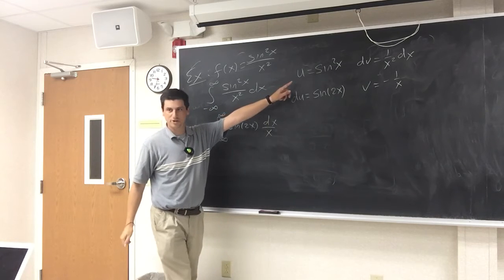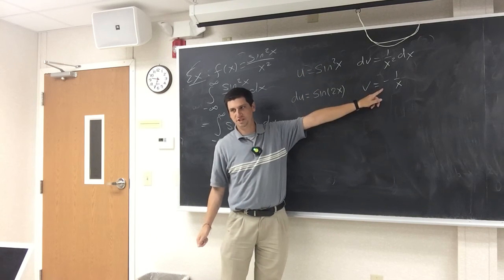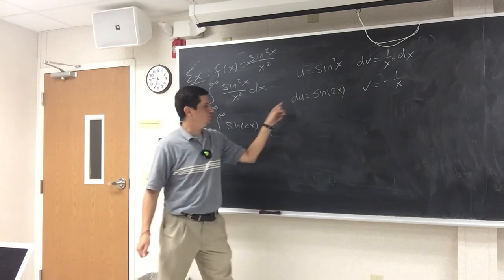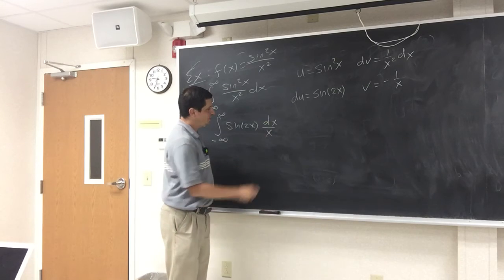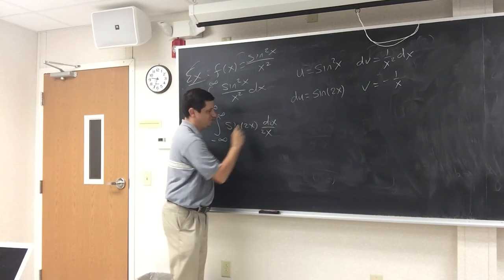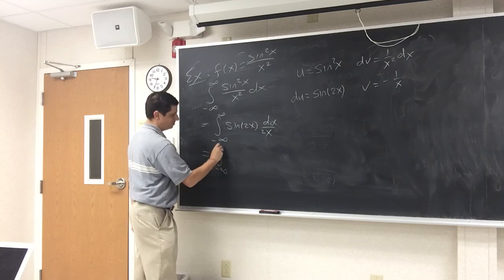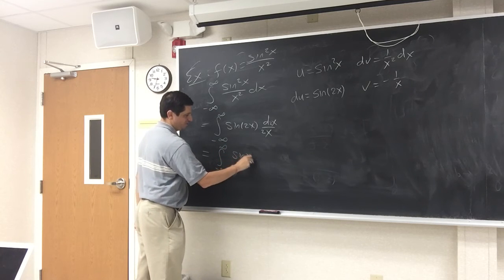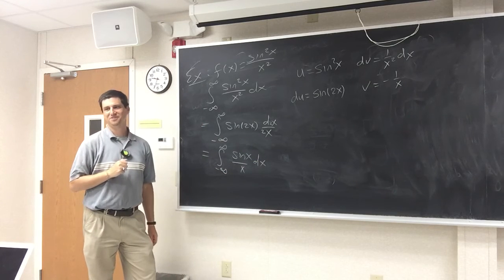Now, there are no boundary terms, because when I look at uv at the boundary, that's 0. Now I have a minus v du, and the minus sign cancels the minus sign. Dx over x is the same as d2x over 2x. This is the same as the integral from minus infinity to infinity of sine of x over x.